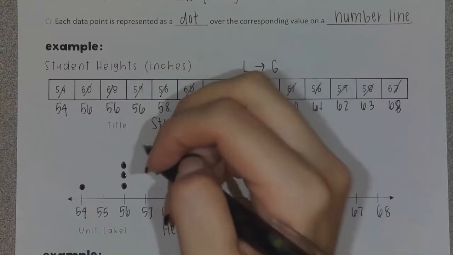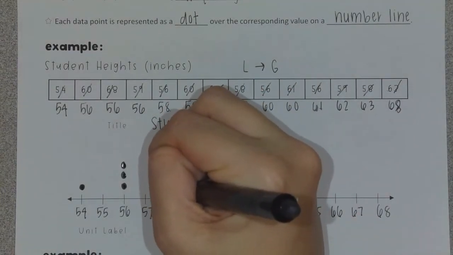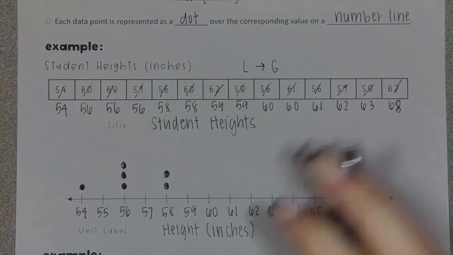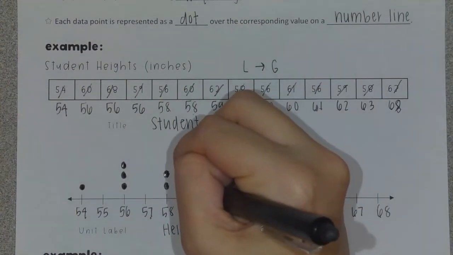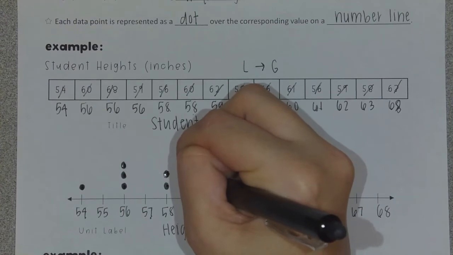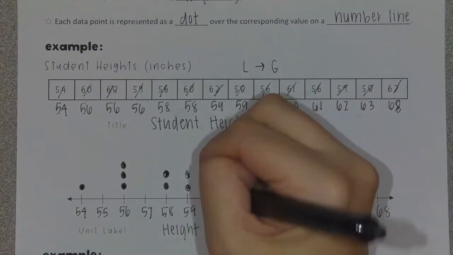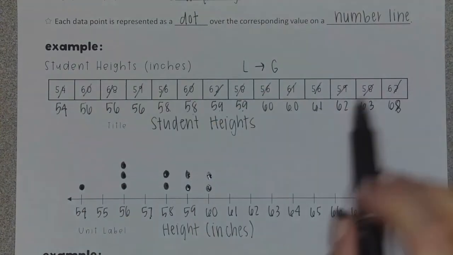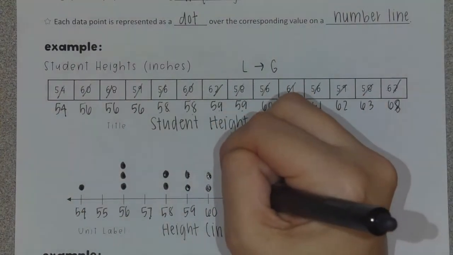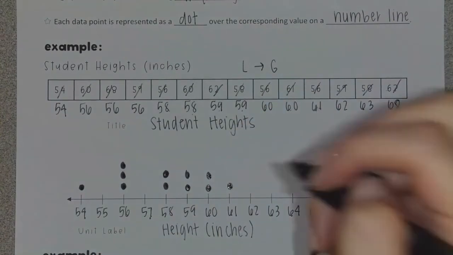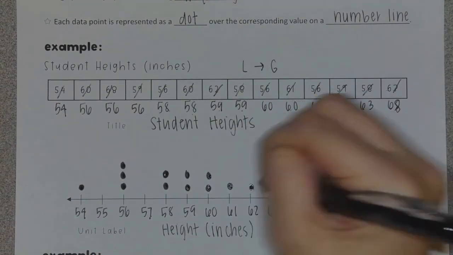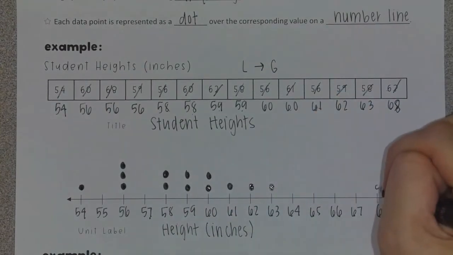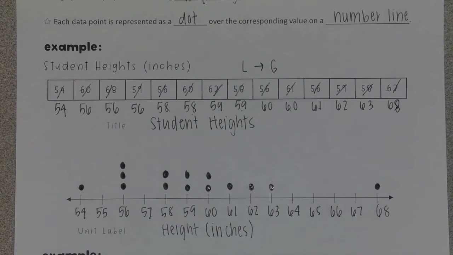I have 2 students who measured at 58 inches. So 58 gets 2 dots. I have 2 students who measured at 59 inches. So 59 gets 2 dots. I have 2 students who measured at 60 inches, so 60 gets 2 dots. 1 student who measured at 61. 1 student who measured at 62. 1 student who measured at 63. And then a student who measured at 68.